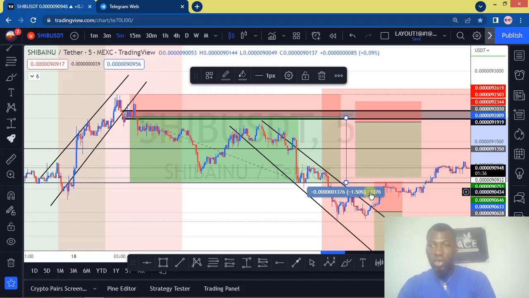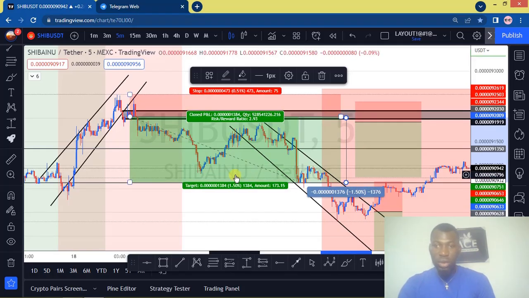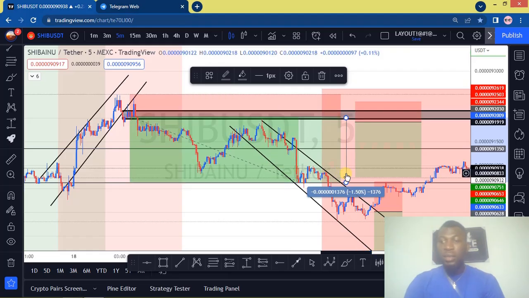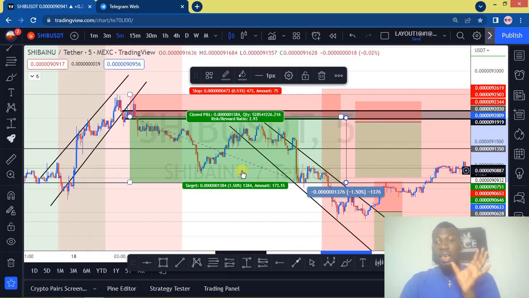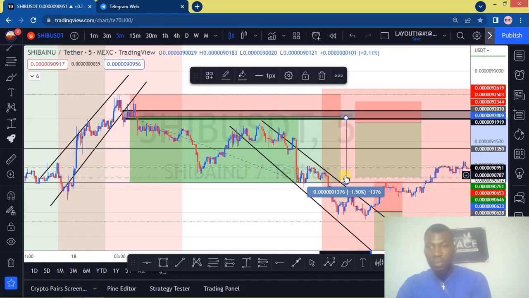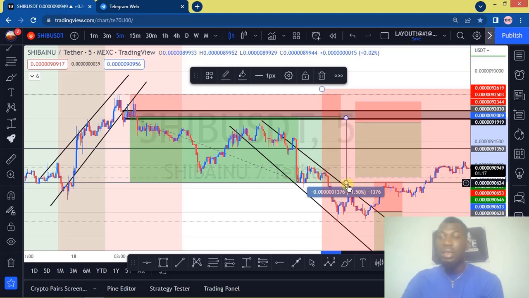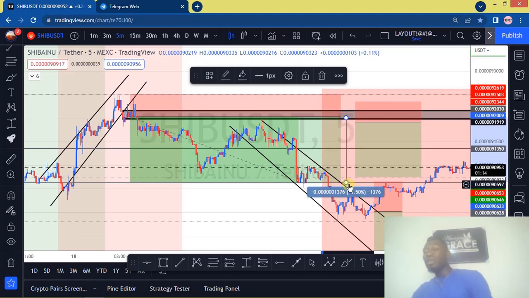1,384 pips. Then price range is also the same. So this means on this trade we did 1,384 pips profit. Then using the price range, which is the second method, it's the same thing. It's calculating it as 1,376 pips profit.